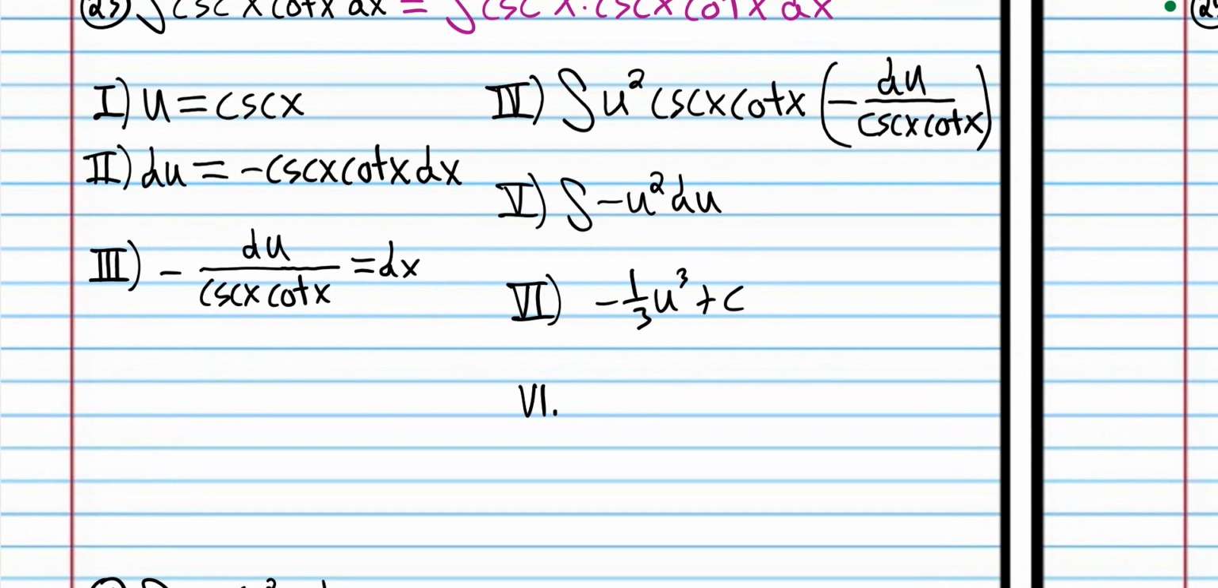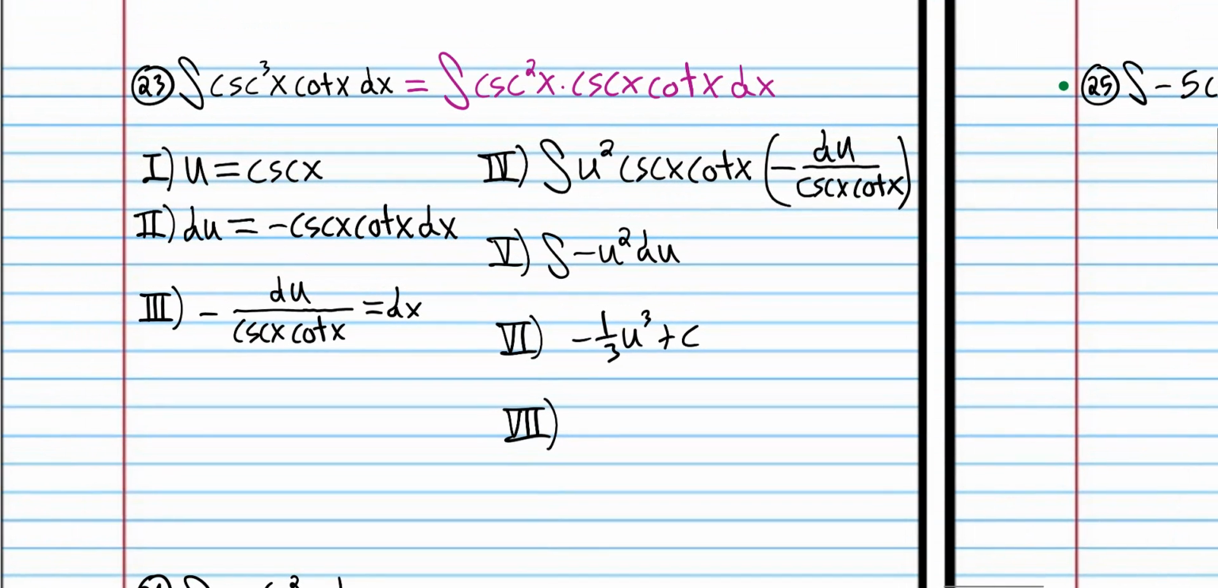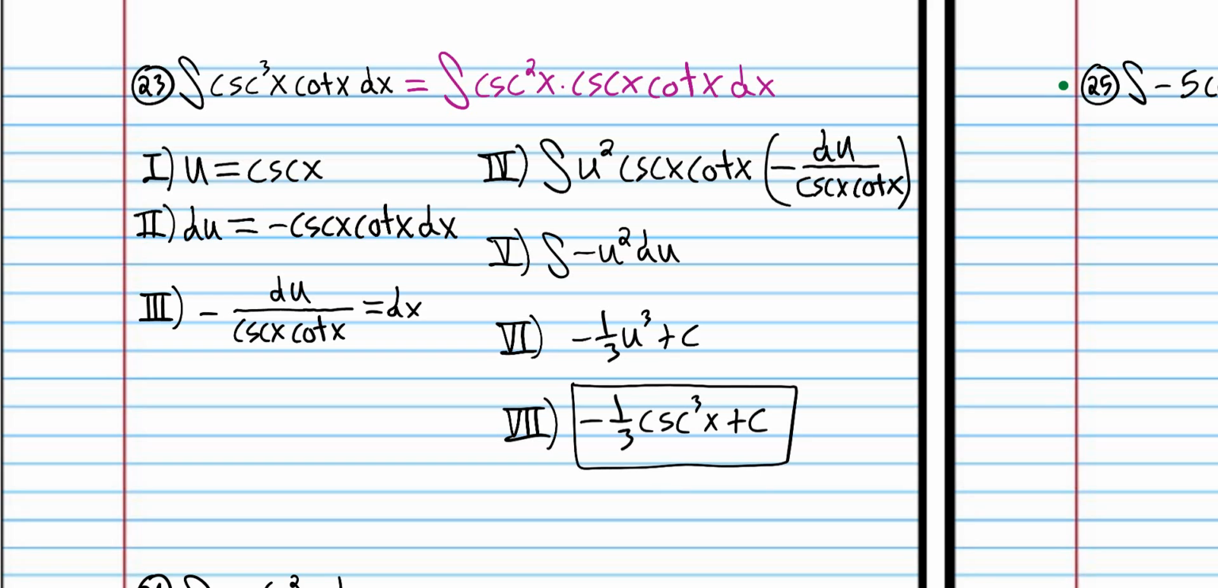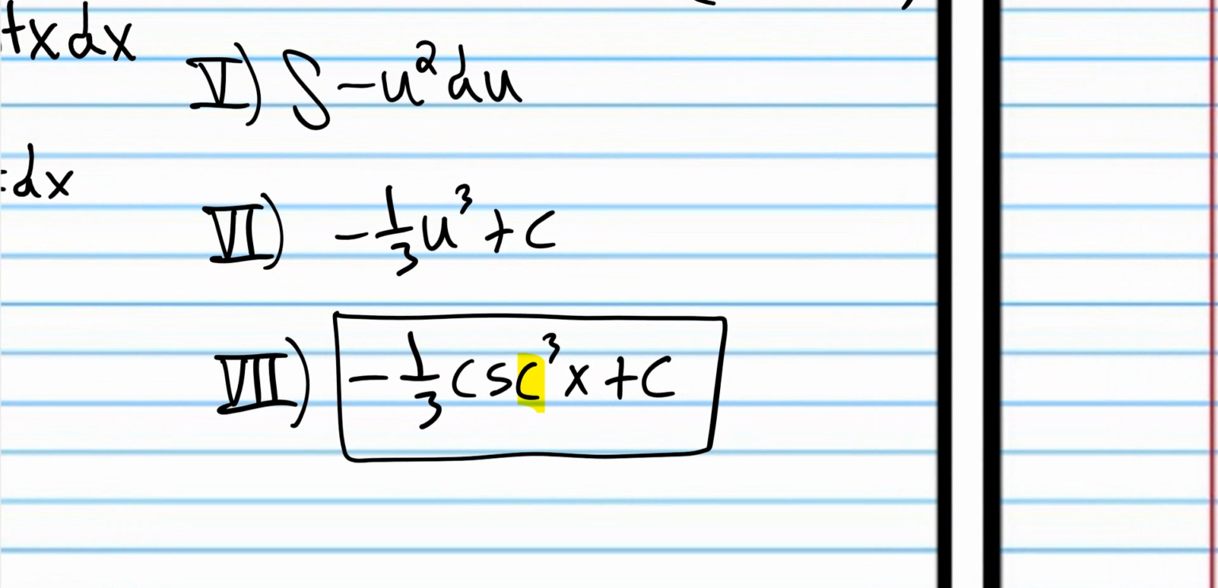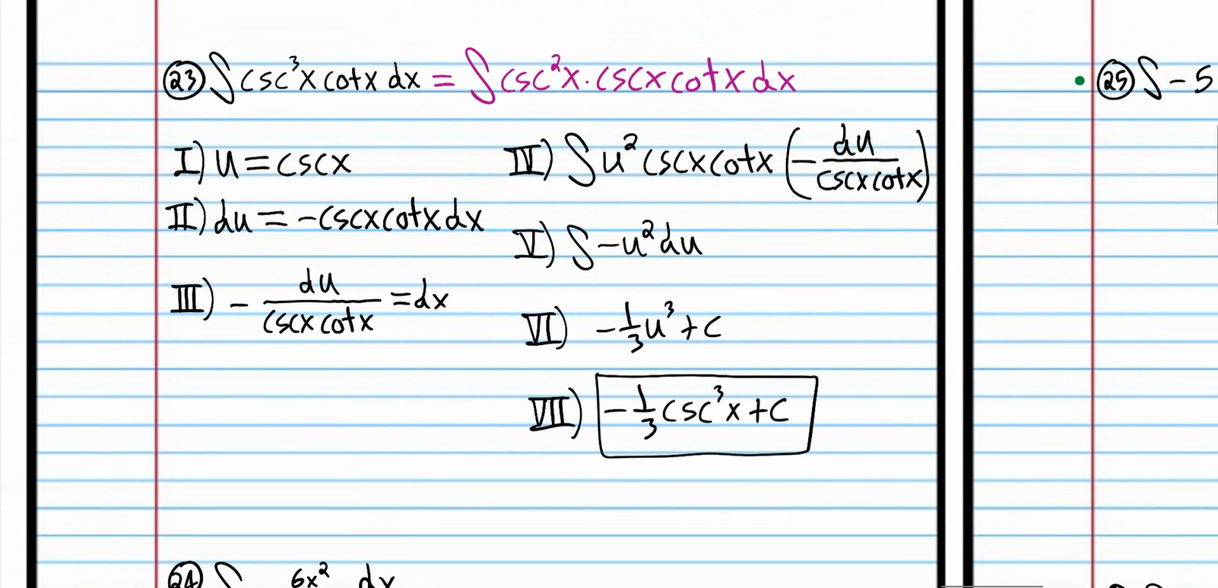And lastly, on step 7, we're going to replace u with what we set u equal to, which is cosecant x. And remember, we write the exponent between the x and the cosecant just so we don't have to write parentheses. It's just a lazy way to not have to write parentheses, but that's just what mathematicians do, so we have to do it even though it's a little confusing.